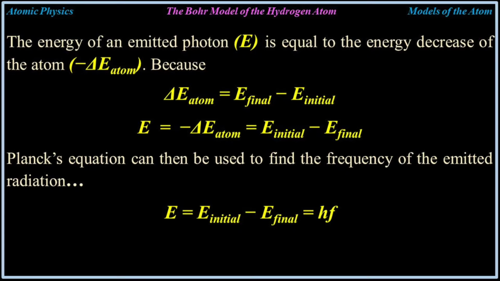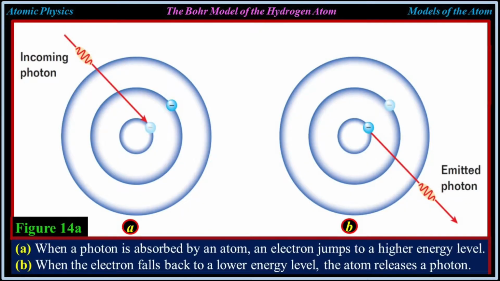The energy of an emitted photon, E, is equal to the energy decrease of the atom, negative delta E atom, because delta E atom equals E final minus E initial. E equals negative delta E atom equals E initial minus E final. Planck's equation can then be used to find the frequency of the emitted radiation. E equals E initial minus E final equals hf.